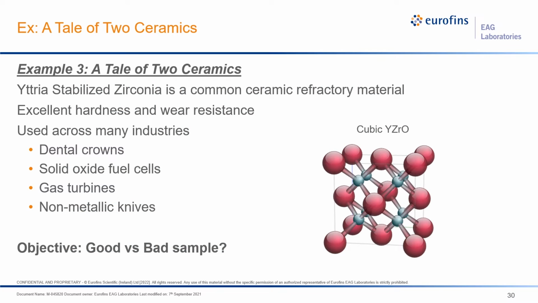This next example deals with a very interesting material called yttria stabilized zirconia. While this material is a common refractory material used for its thermal properties, it's also widely used across a number of industries thanks to its very high hardness and good wear resistance. It finds application in everything from dental crowns to gas turbines, and it's even what they use to make those ceramic knives that you see on infomercials.